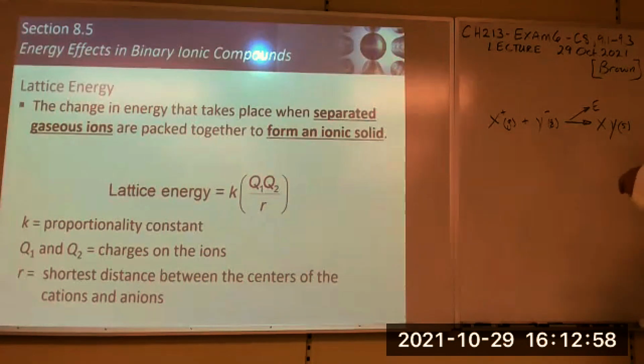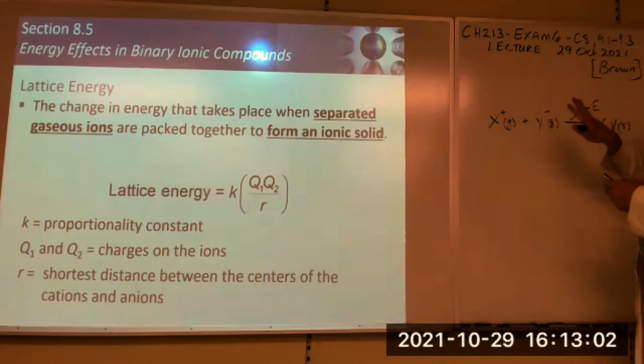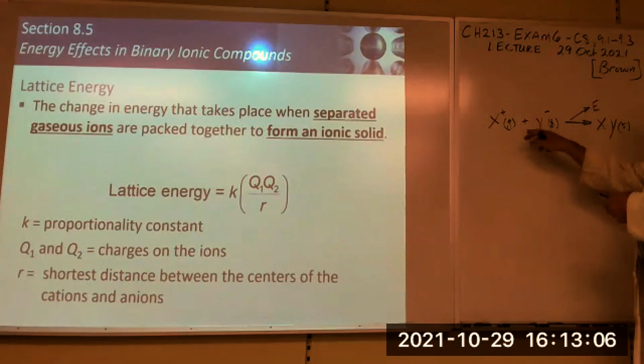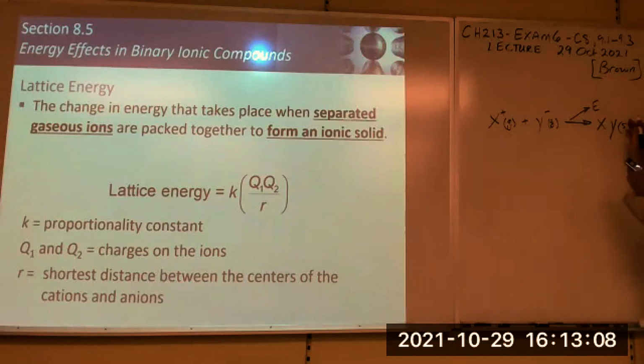Theoretically, we should be able to calculate the lattice energy. This is the way you do it practically: in the laboratory, you would take these gases, put them together, and measure the output of energy. But you should be able to calculate the lattice energy based upon the charge on the ions. So it doesn't have to be just +1 or -1. It can be multiple charges.